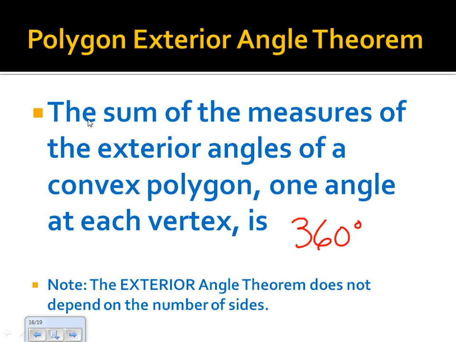Same thing here. Please note, the exterior angle theorem does not depend on the number of sides. So like before, where we had to find the number of sides, for exterior angles it does not matter at all. Okay? Doesn't matter a single bit. Always, always, always 360 exterior. Can I move on?